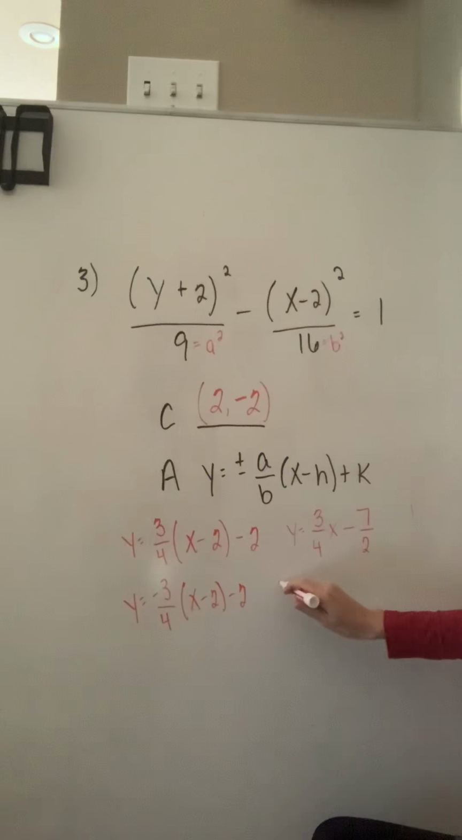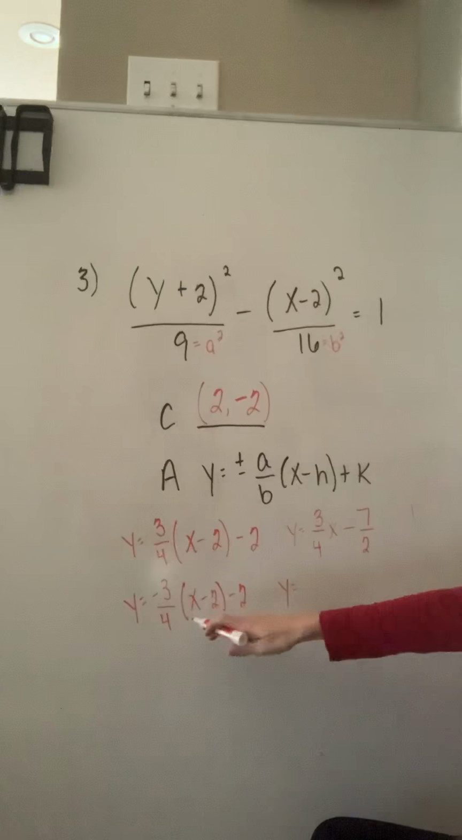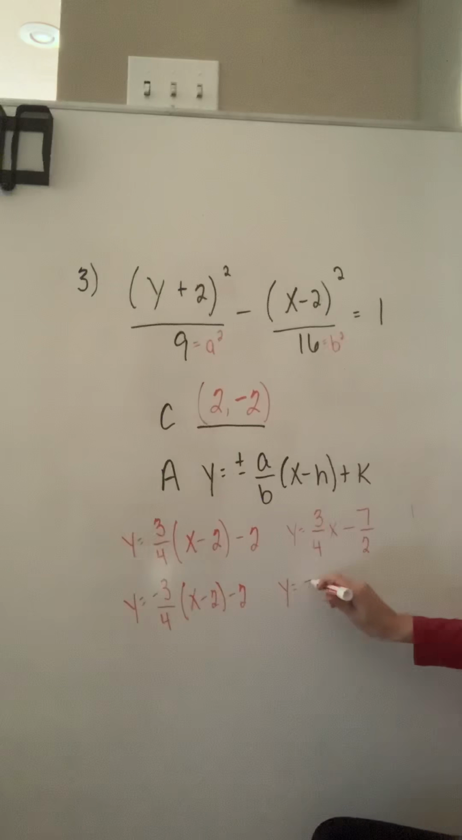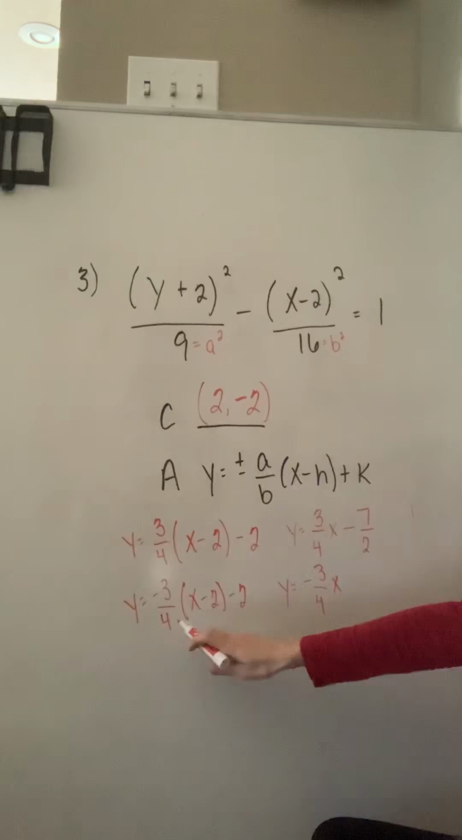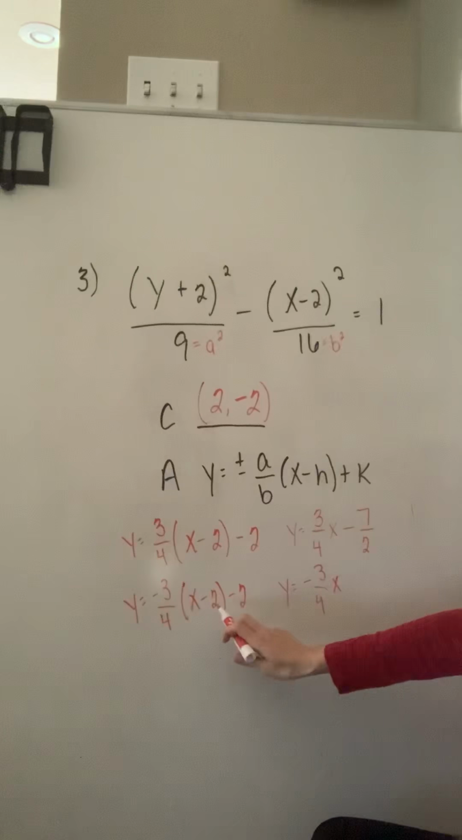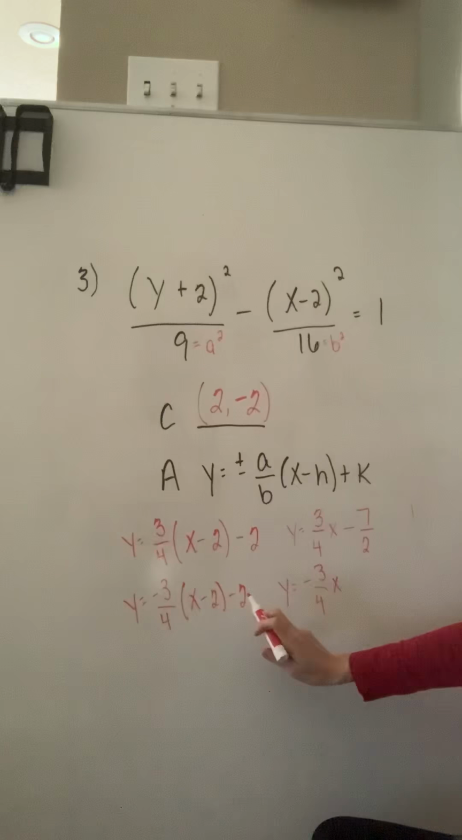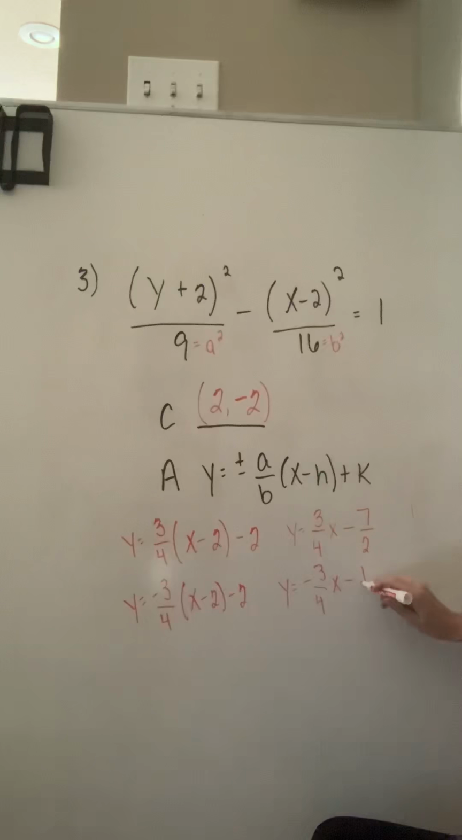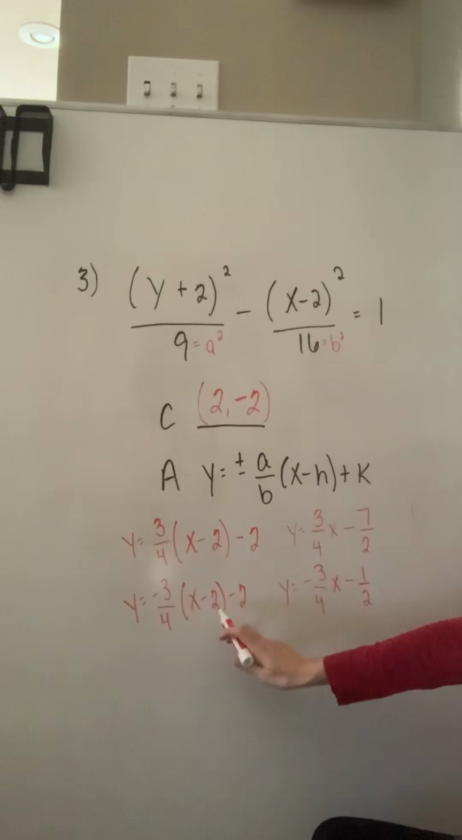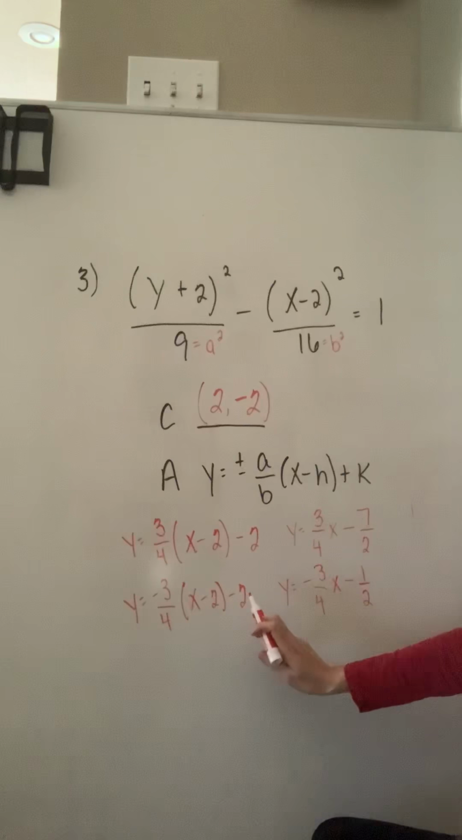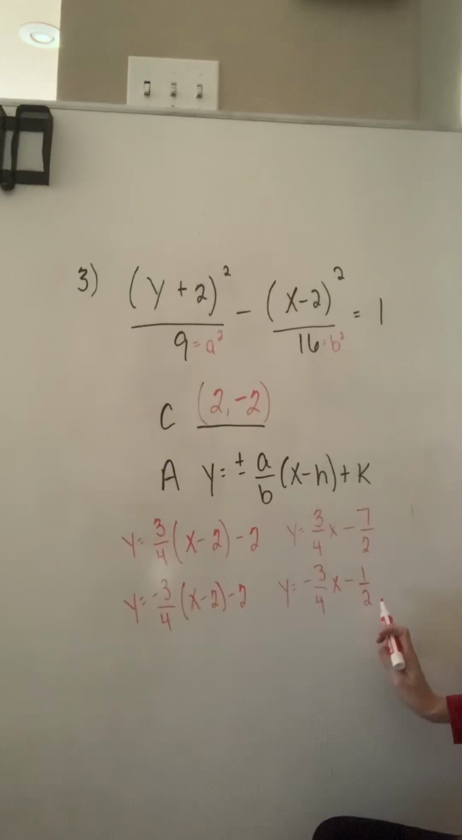Then for the second one, you're going to do y equals, distributing a negative 3/4, so you'd have negative 3/4 x. This time when you do negative 3/4 times negative 2, that's going to give you a positive 3/2. And a positive 3/2 minus 2 gives you a negative 1/2. So again, negative 3/4 times negative 2 is a positive 3 over 2, and 3 over 2 minus 2 is a negative 1/2.